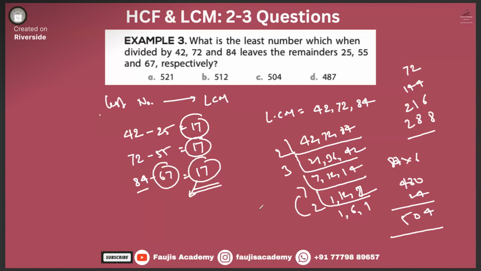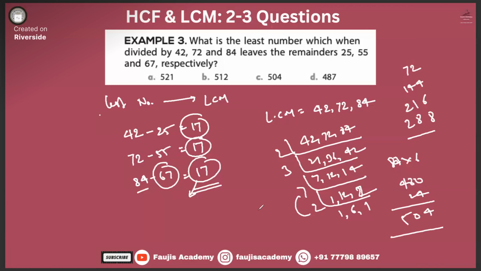So the LCM minus this common number, which is the same for all. 504 minus 17, how much is that? Had it been 20, it would have been 484, so it's 487, right? 487 is the answer.